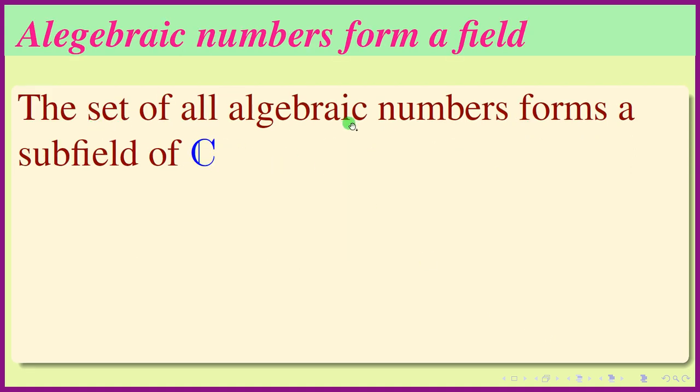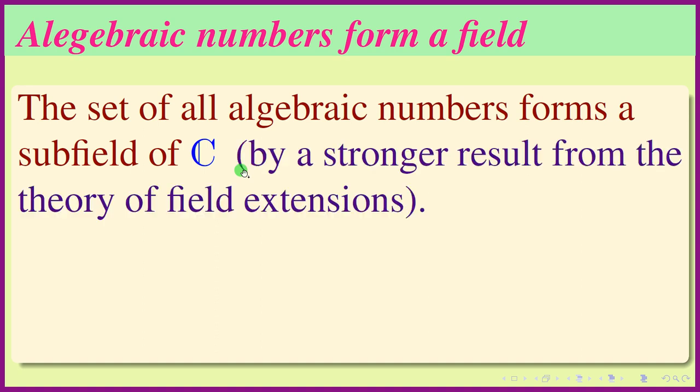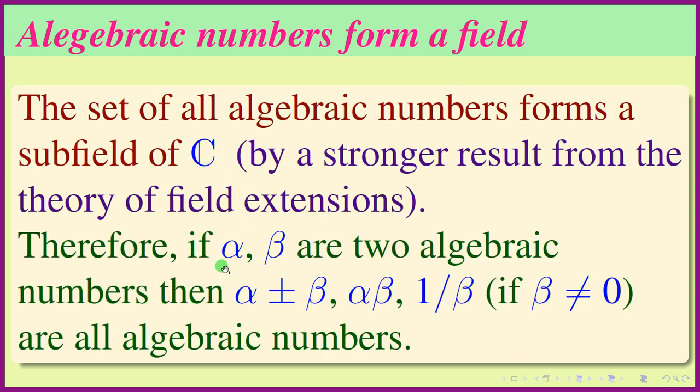The set of all algebraic numbers forms a subfield of C. This actually follows from a much stronger result from the theory of field extensions, that the algebraic numbers form a field, in fact a subfield of C. Therefore, if alpha and beta are two algebraic numbers, then their sum, difference, product, and quotient, if beta is non-zero, are all algebraic numbers.